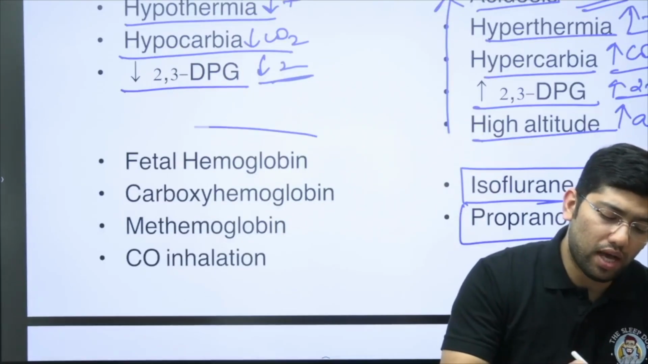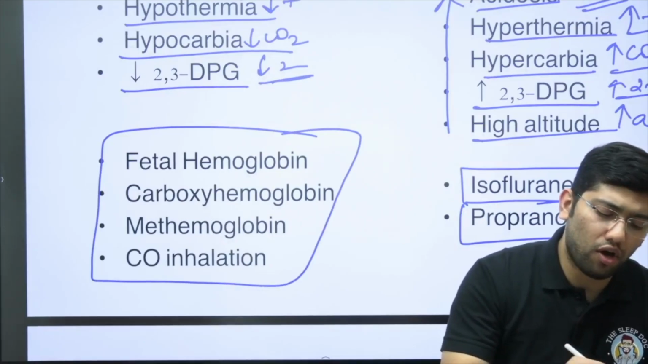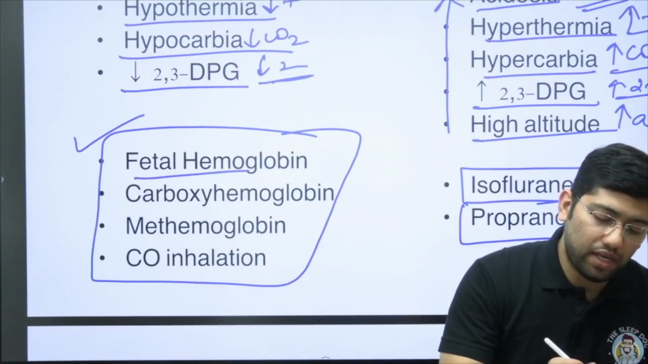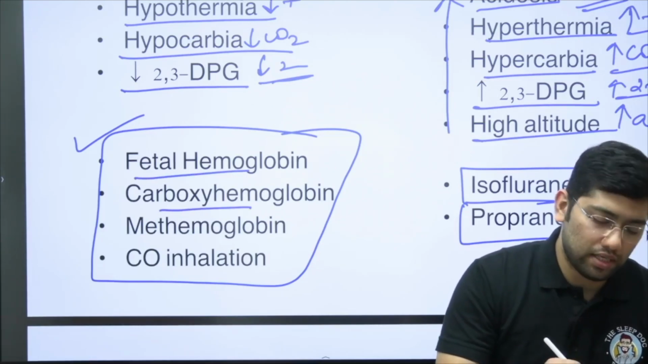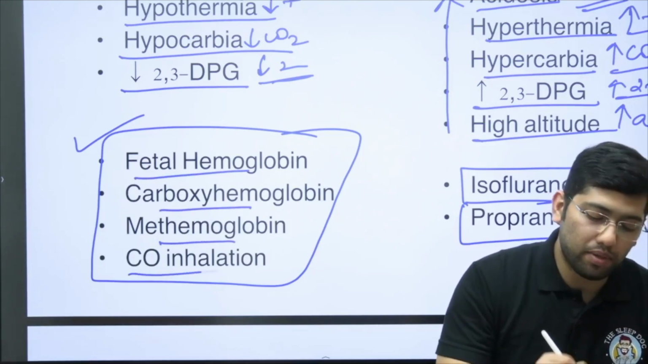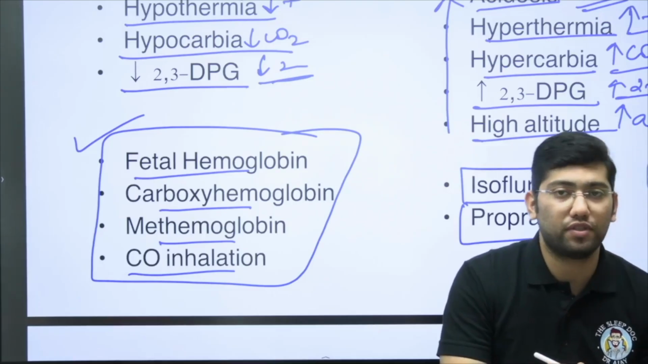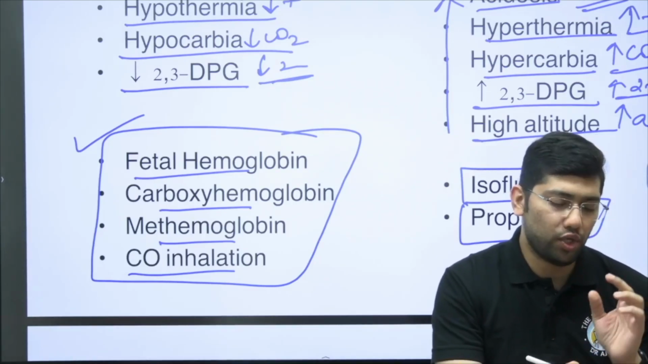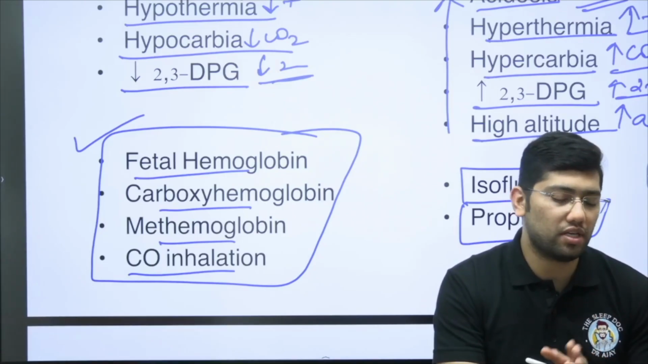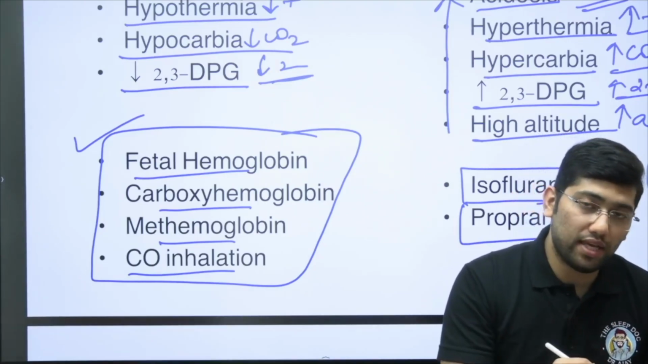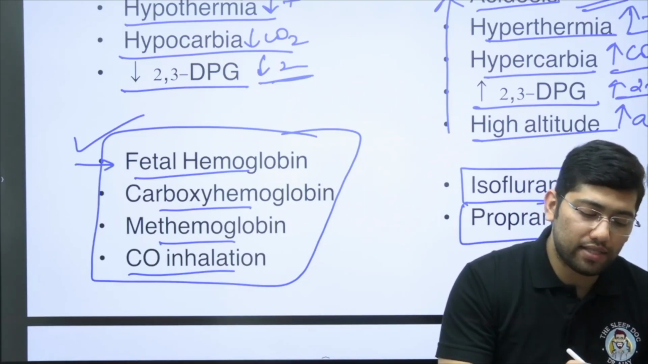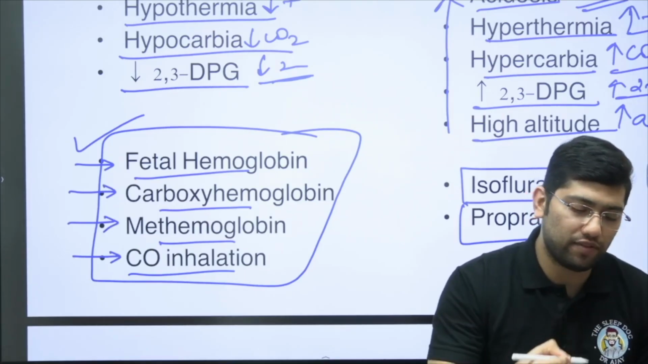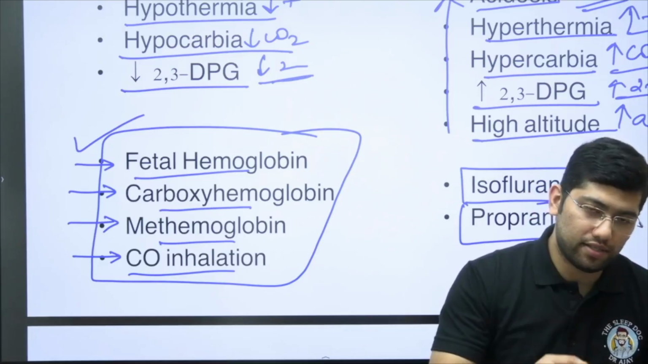Now, all the abnormal forms of hemoglobin almost always shift the curve to the left. So, fetal hemoglobin, carboxyhemoglobin, methemoglobin, and carbon monoxide inhalation, all of them shift the curve to the left. So in an exam, when you see any abnormal hemoglobin, you can be confident that it shifts the curve to the left. But one thing has to be kept in mind: the mechanism why the curve is shifted to the left is different in each of them. Let's come to that at a later stage.